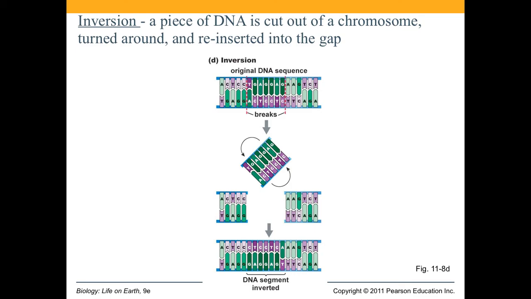Finally, an inversion can happen, where a piece of DNA actually gets cut off of one chromosome, might get all turned around, and gets reinserted into the gap. So we have the same base pairs, but now we're going to see their complementary base pairs on either strand. So instead of a bunch of A's and G's up here, now we're going to get mostly T's and C's. That is also going to change the meaning when it gets translated into a protein.